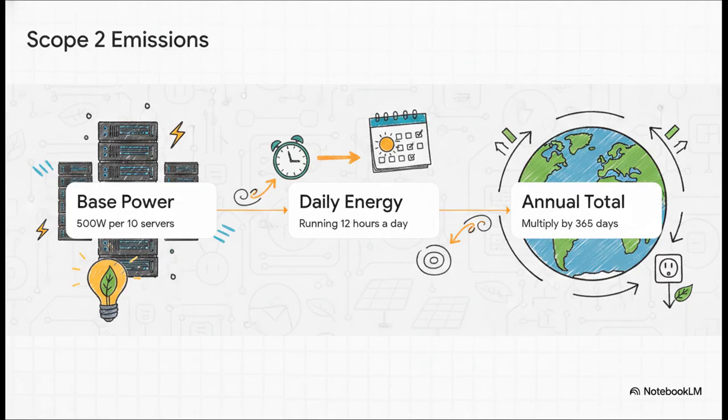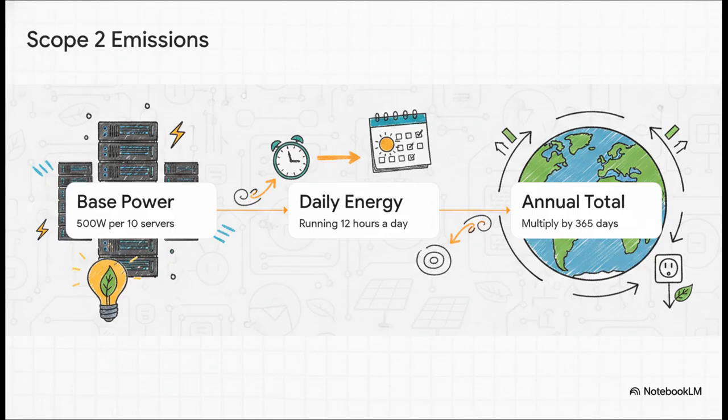Let's put some real-world numbers to this so we can see the stakes. The syllabus gives us this great concrete homework scenario for calculating Scope 2 emissions, which are basically the indirect emissions from the electricity you buy. Let's do the math together. Step 1. Imagine a small office closet with just 10 servers, each drawing a base power of 500 watts. That's 5,000 watts, or 5 kilowatts of continuous power.